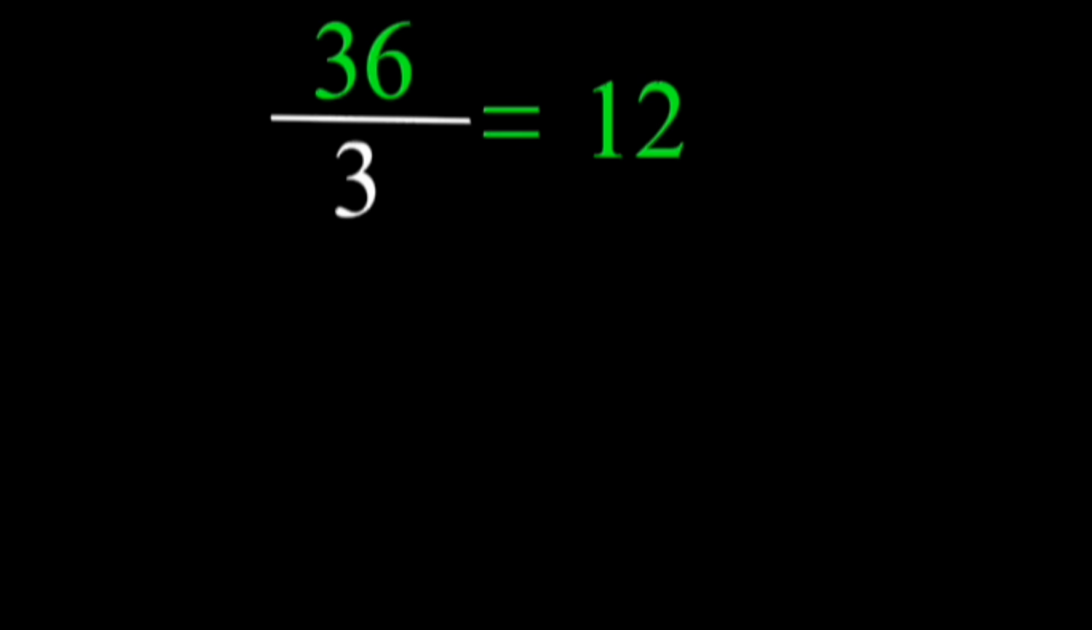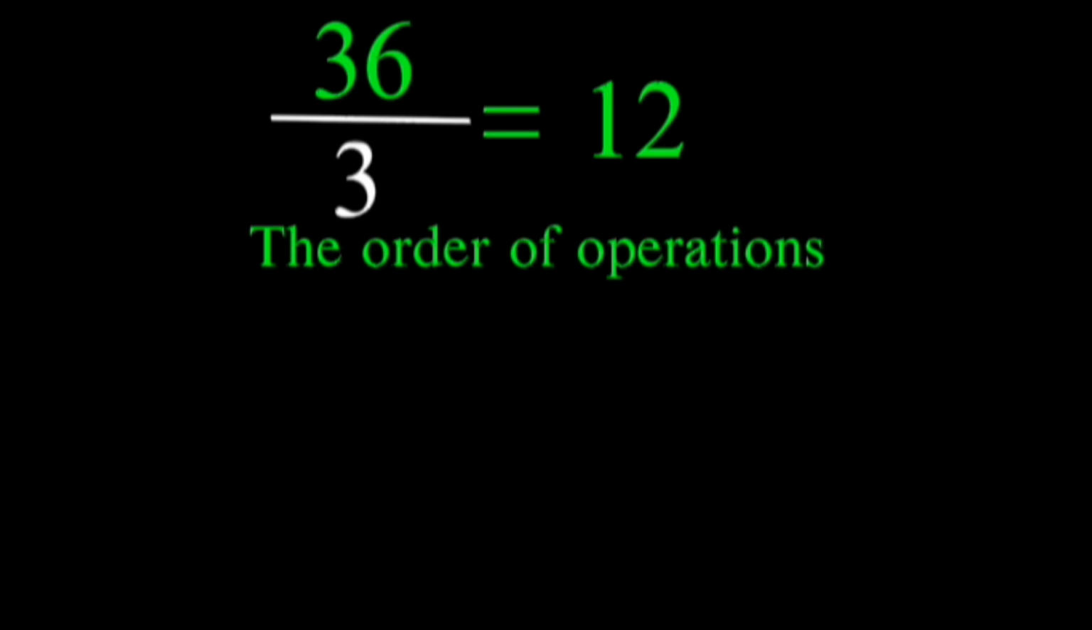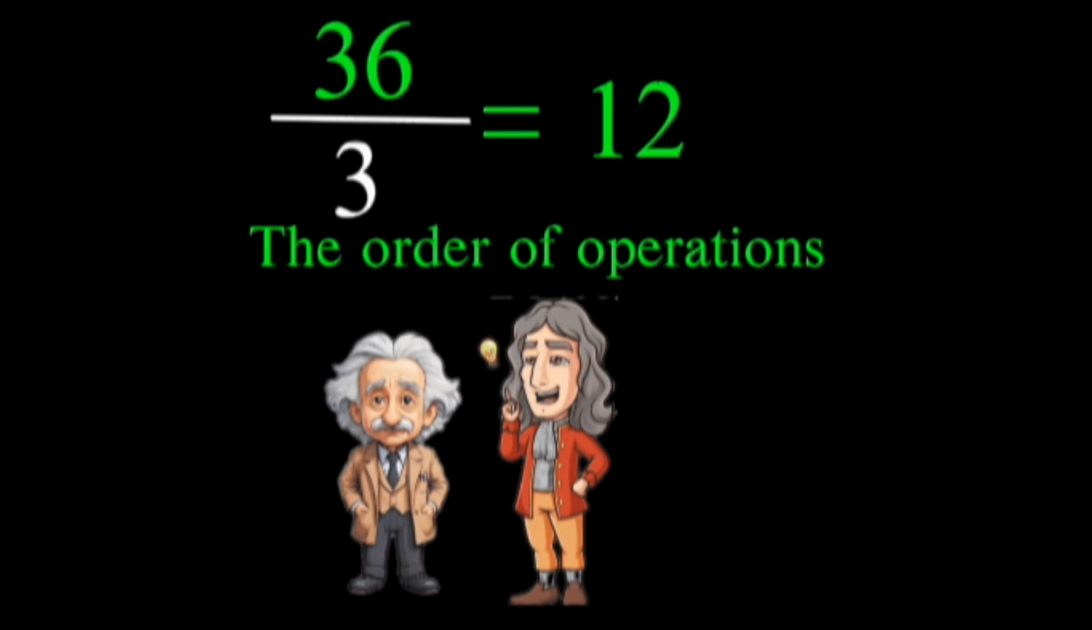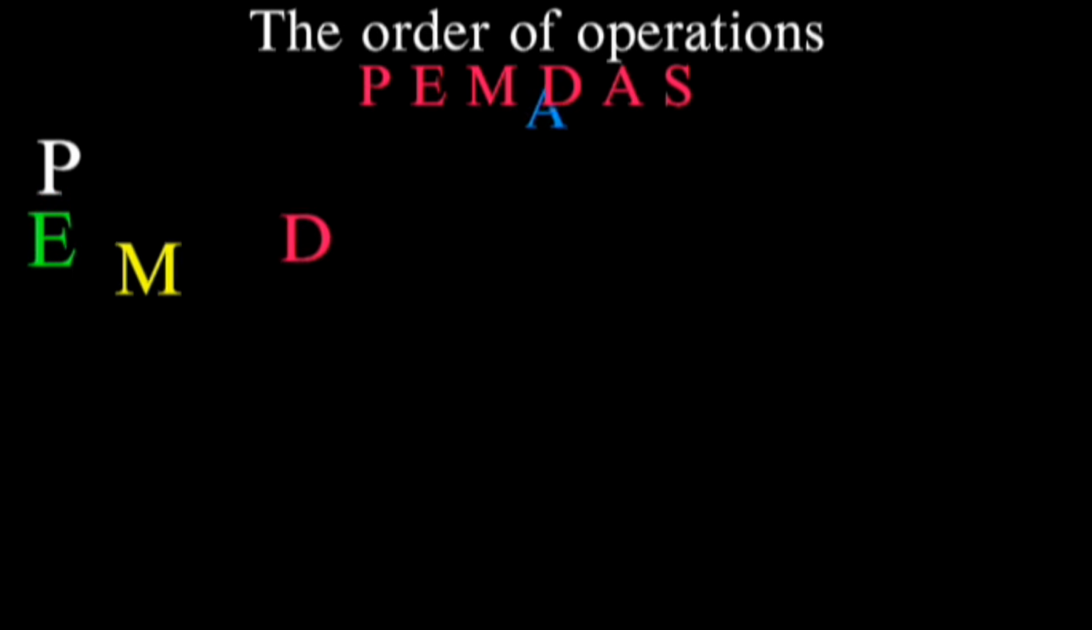But this answer is not correct because we did not follow one of the most important rules in mathematics, the rule called the order of operations. Mathematicians agreed long ago on a universal rule for the correct order of operations, which is known by the abbreviation PEMDAS, and each letter represents a specific step.